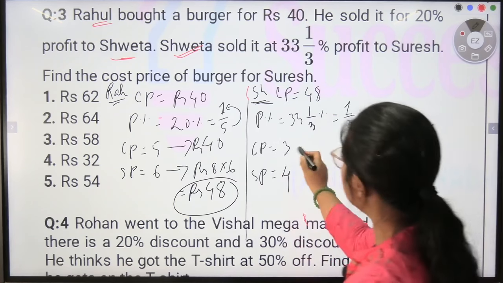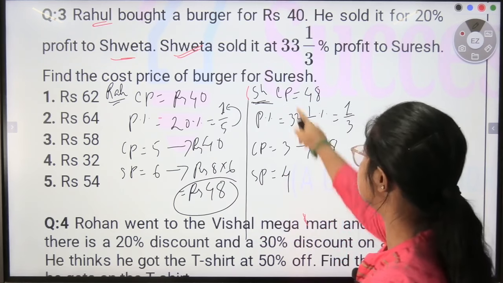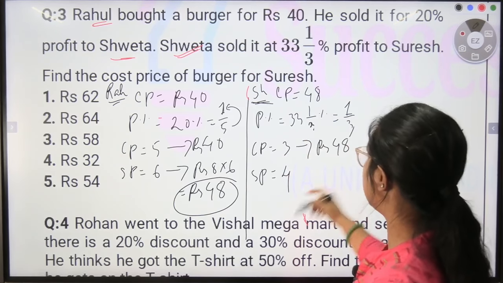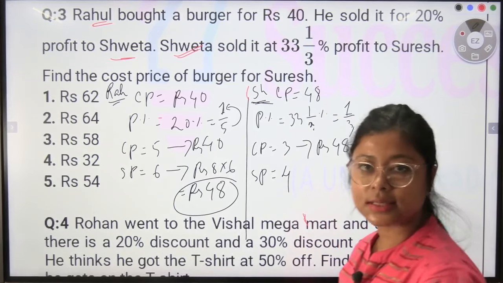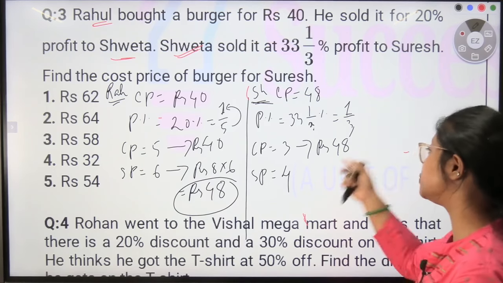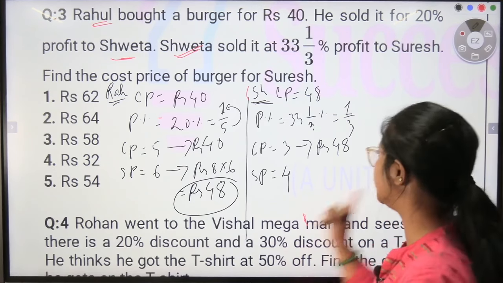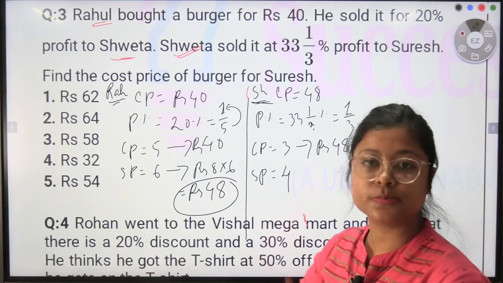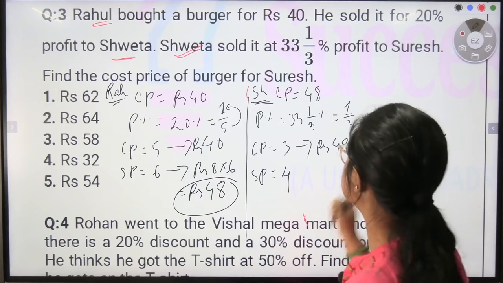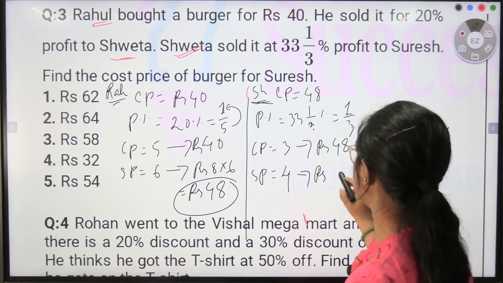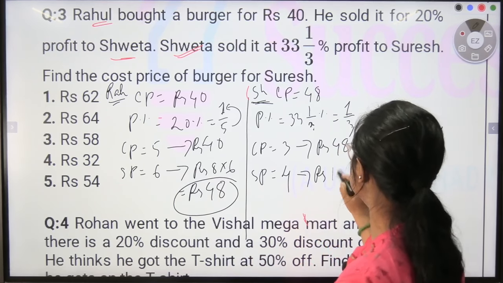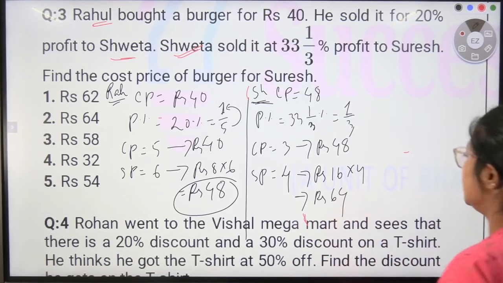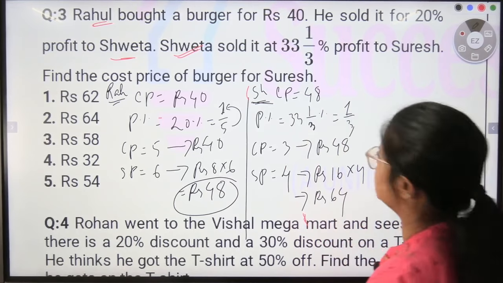So what does the 3 ratio value give? Because this is the CP for Shweta, 3 ratio value is equal to rupees 48. That means 1 ratio will give you rupees 16. Since 1 ratio is rupees 16 and the SP ratio is 4, the 4 ratio will be 16 into 4, which gives rupees 64. So SP for Shweta is rupees 64.